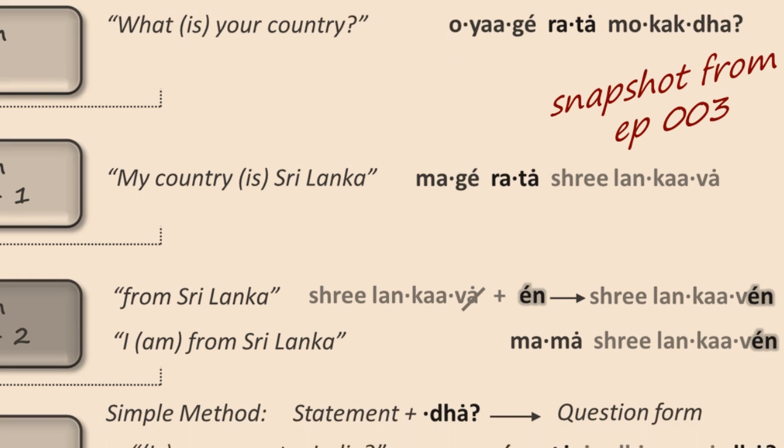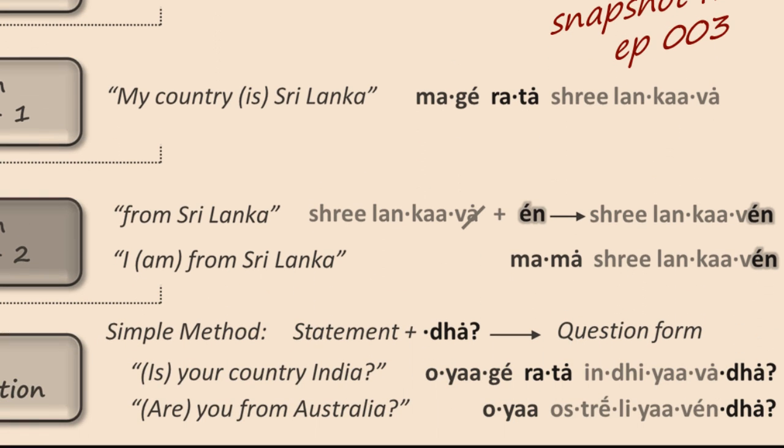The second method was to say, I am from Sri Lanka, and to say this, I first showed you how to say from Sri Lanka by cutting out the last vowel of the country name, which in the case of country names will almost always be the closed A, and we added the indicator N, which signified from. This created the word Sri Lankavan, which means from Sri Lanka. And then the rest was easy. We just added mama to the beginning to say Mama Sri Lankavan, which meant I am from Sri Lanka.